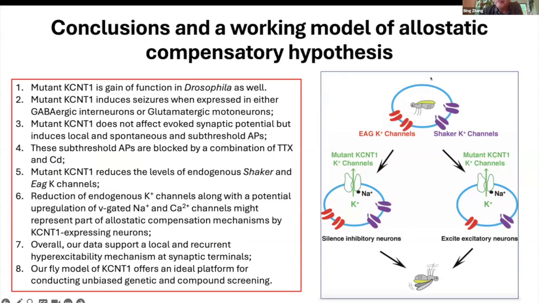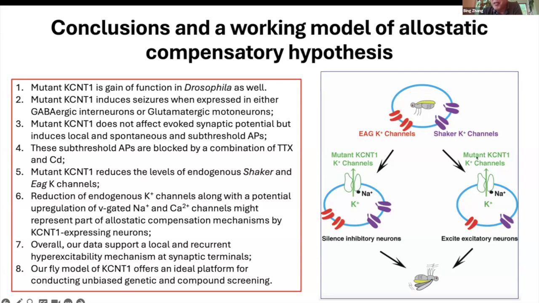And if you do have KCNT1 Drosophila as well, now you maintain certain neuronal excitability. But now if you increase the KCNT1 channel in GABAergic neurons, we don't know whether this channel changes or not. But nonetheless, if you silence inhibitory neurons, you're going to have a seizure as well.